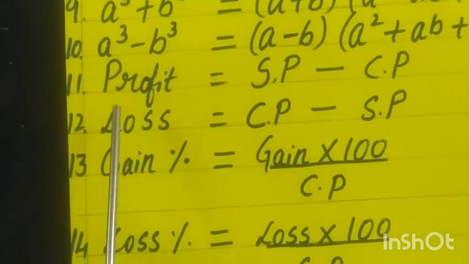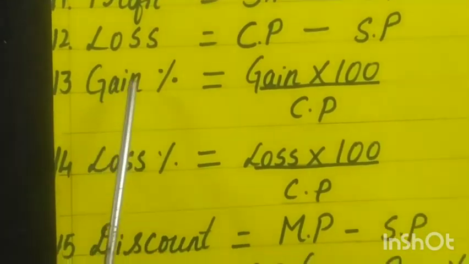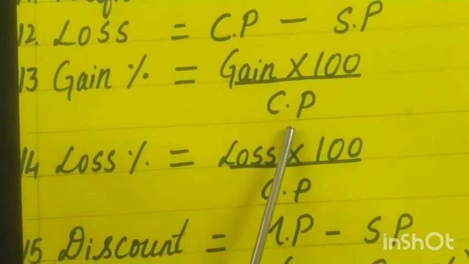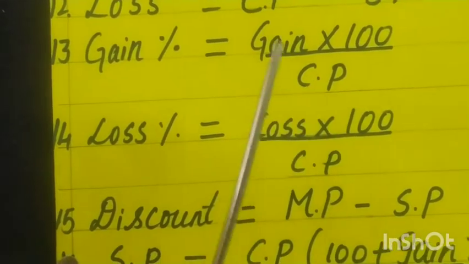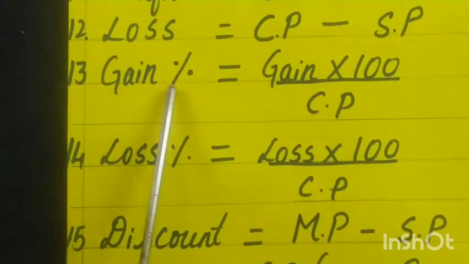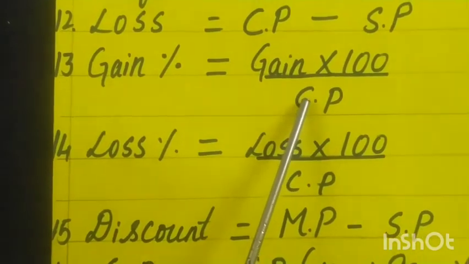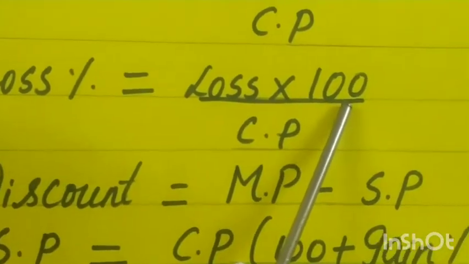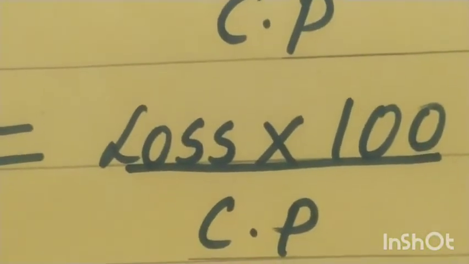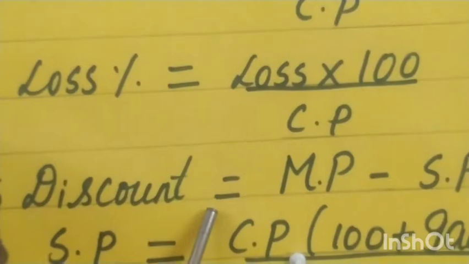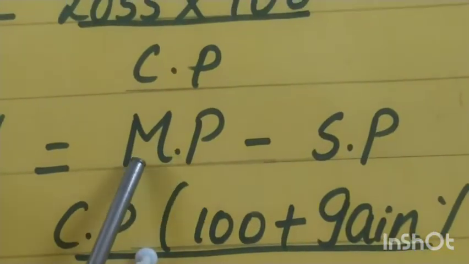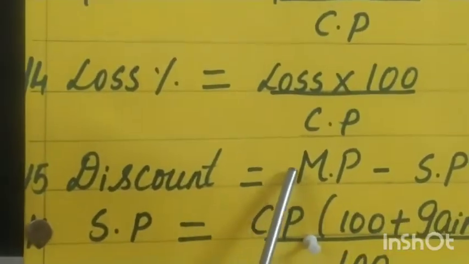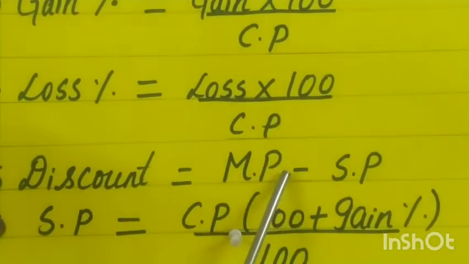Next comes profit percentage, also called gain percentage. Gain percentage is equal to gain into 100 divided by cost price. Gain percentage is always calculated on cost price. Next comes loss percentage, which is equal to loss into 100 divided by cost price. And next the discount. Discount is equal to market price minus SP, that is selling price. Market price is nothing but the amount which is marked on any object.